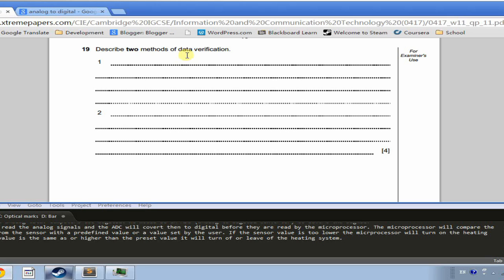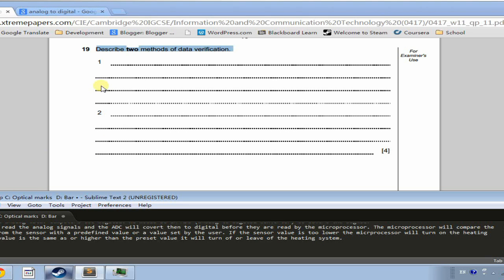Verification, that's the correct answer in this case, is when we're ensuring that the data from a previous location is being copied correctly as it is. It doesn't matter if it's valid or not, we are just copying over what it is that we want. Okay, so in this case we're going to have to describe two methods of verification. So there are only two methods of verification. So we don't really have a huge amount of choice.